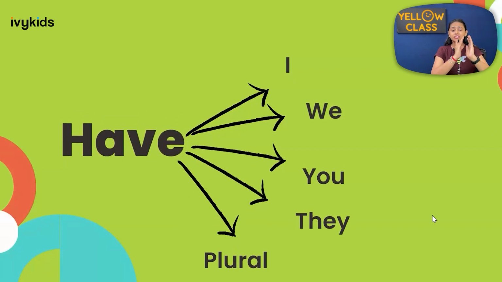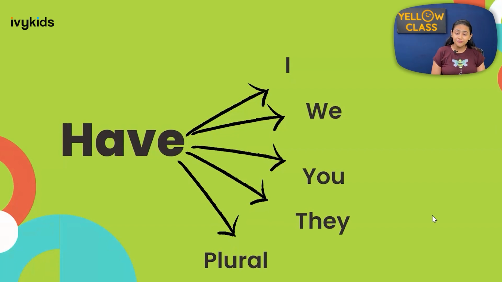Let's see about the usage of have. So have is used with all these subjects. What are those subjects? I, we, you, they, and other plural nouns. Okay, other plural people names, places names, or things names.